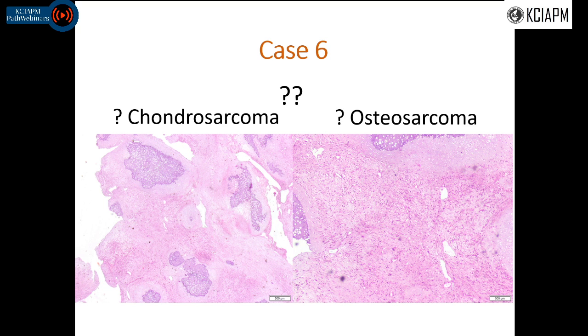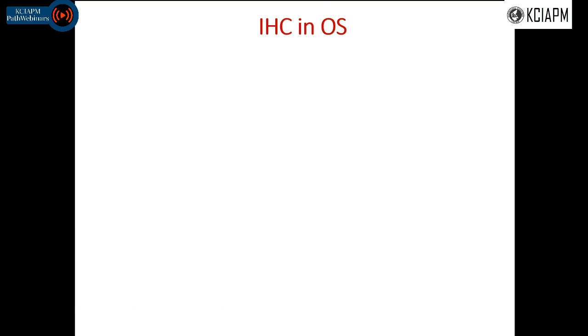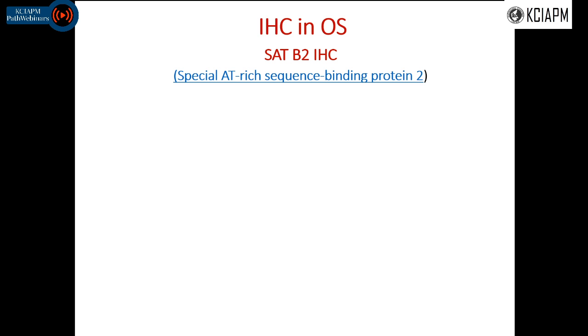Is that important to differentiate? Let us see. So would IHC be helpful in this case? And what marker would you do if it is osteosarcoma? For chondro, we know it is S100. We have a chondroid component. I'm sure that would get stained. But what about the osteo?